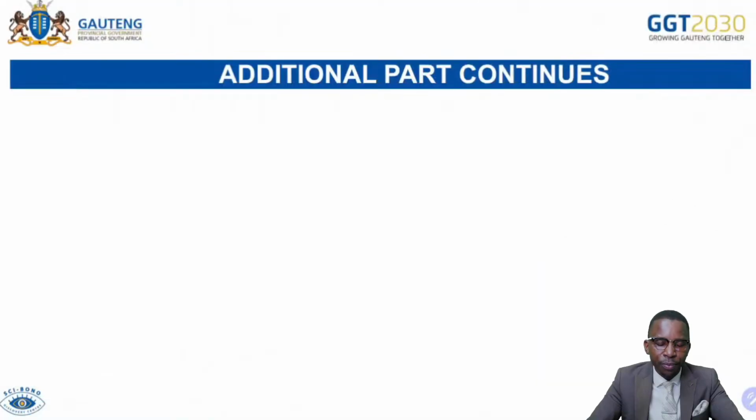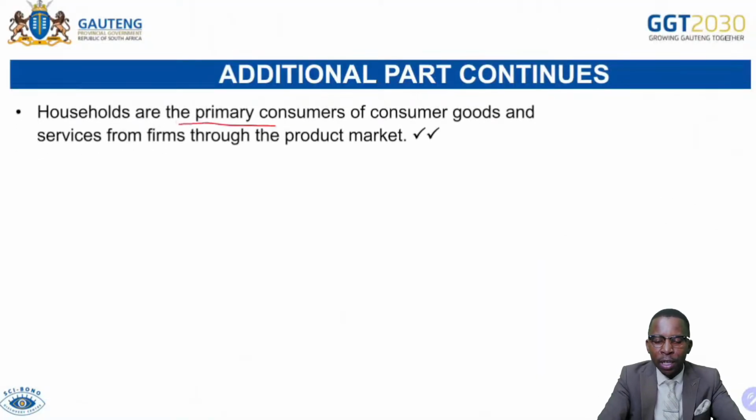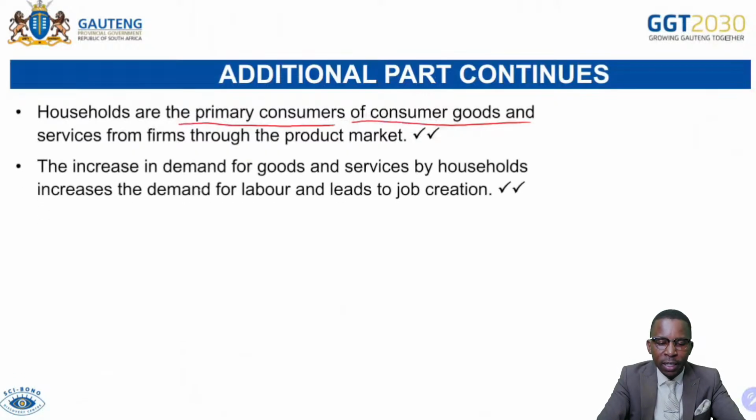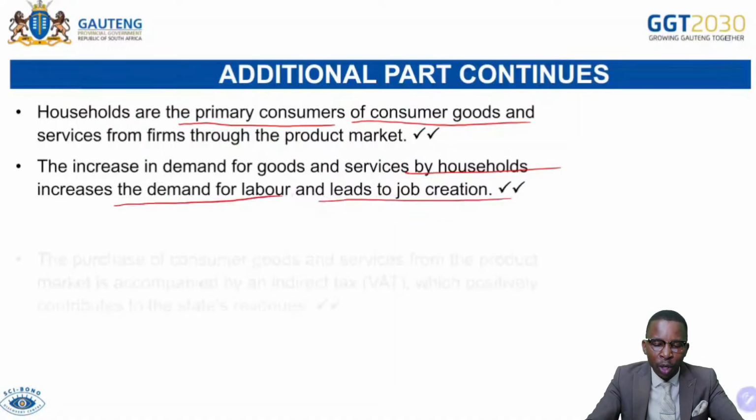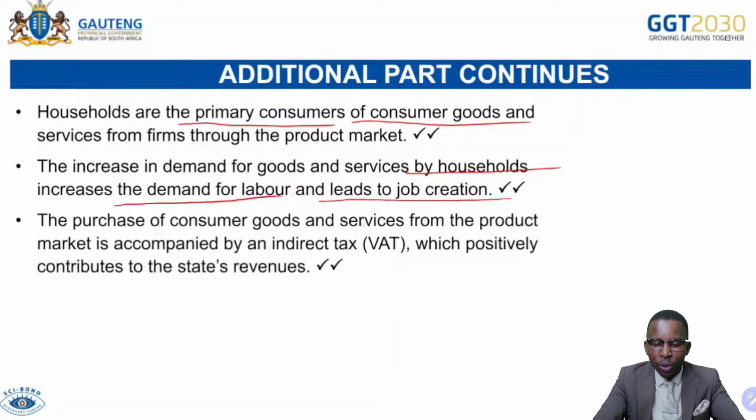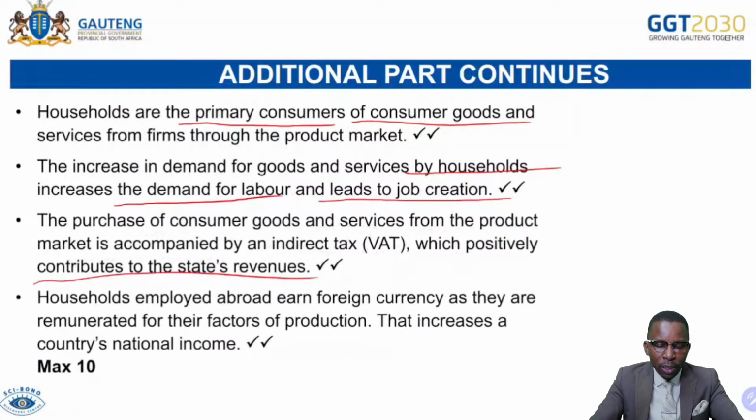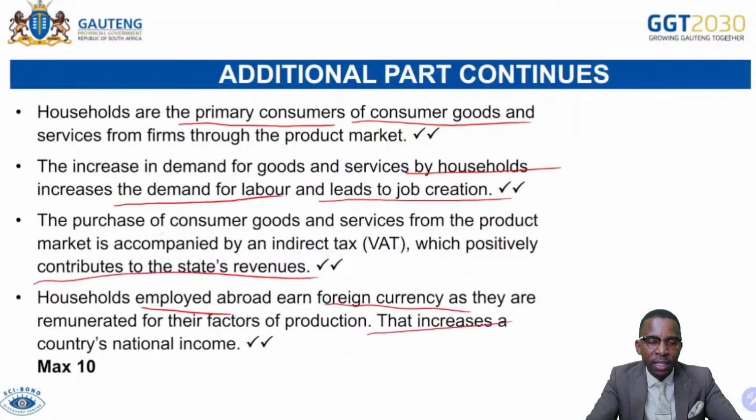And then we continue. Additional part continues. Household are the primary consumers of goods and services in the economy. And then also the increase in demand for goods and services by household increases the demand for labor and leads to job creation as well as economic growth. The purchase of consumer goods and services from the product market is accompanied by an indirect tax such as VAT, which positively contributes to the state revenues. And then household employed abroad earn foreign currencies as they are remunerated for their factors of production, which increases the country's national income. Any other correct and relevant response is given.